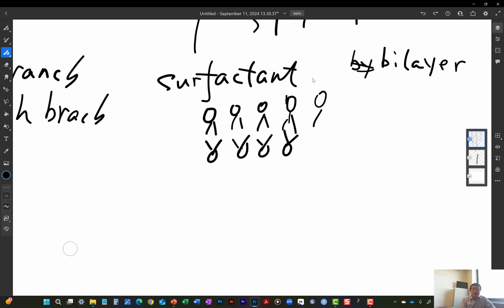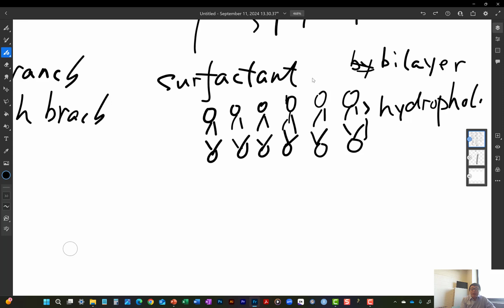The bilayer means the phospholipids can do this spontaneously, with the head pointing outwards and the tail pointing inward. And this inward area is hydrophobic. In this hydrophobic area, some other molecule can exist here. What kind of molecule exists here? That's a thing we talk about later.